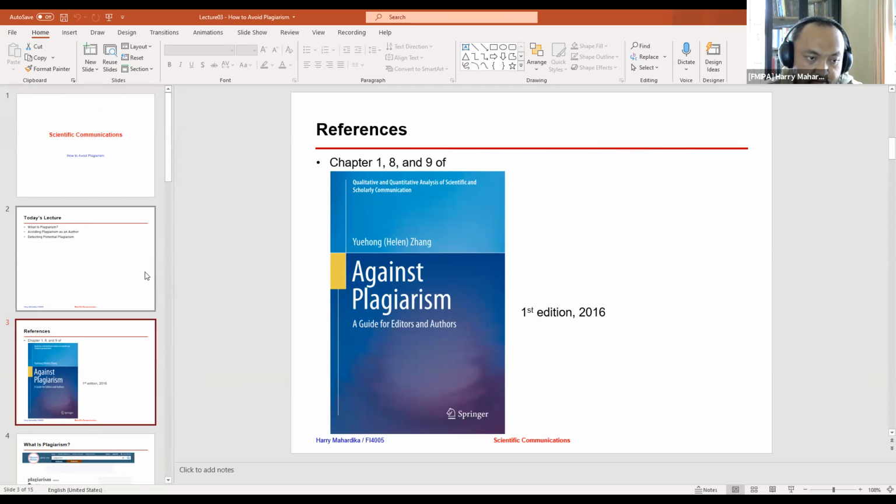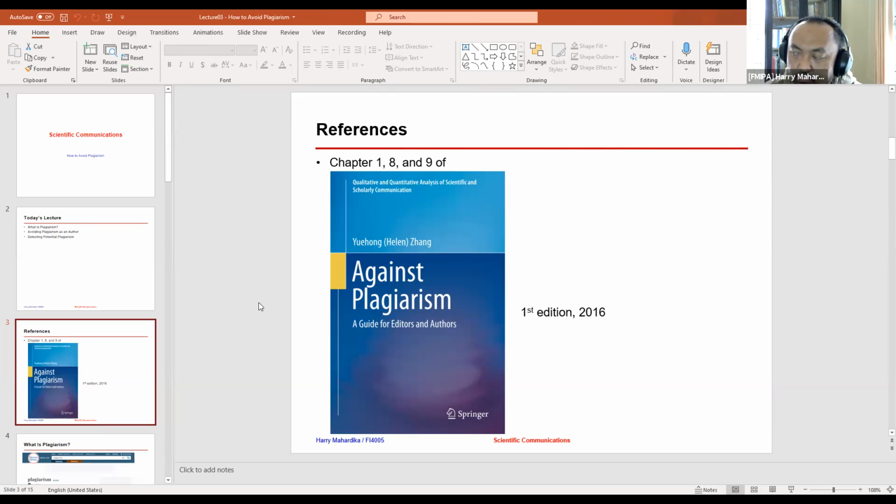Okay, so another book that can also be used for our study. I'm just showing you this for academic purposes. I'm not going to sell this to you. Since Against Plagiarism is part of the textbooks that our lecturer used, it is okay for us to study the material, even though we don't have the original textbook of this publication.